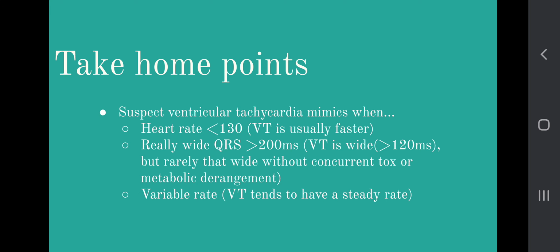If you get a patient that looks like he's in VTAC but has really wide QRSs greater than one big box or 200 milliseconds, take a step back from the amiodarone and lidocaine and maybe give calcium or sodium bicarb a thought. Think tox or metabolic. Ventricular tachycardia is wide, greater than 120 milliseconds, but rarely is it that wide without concurrent tox or metabolic derangement.